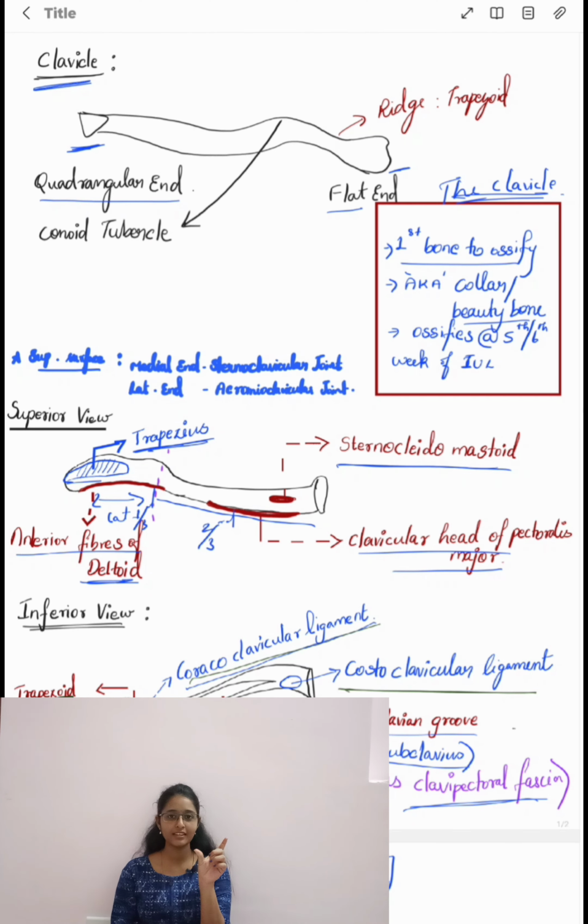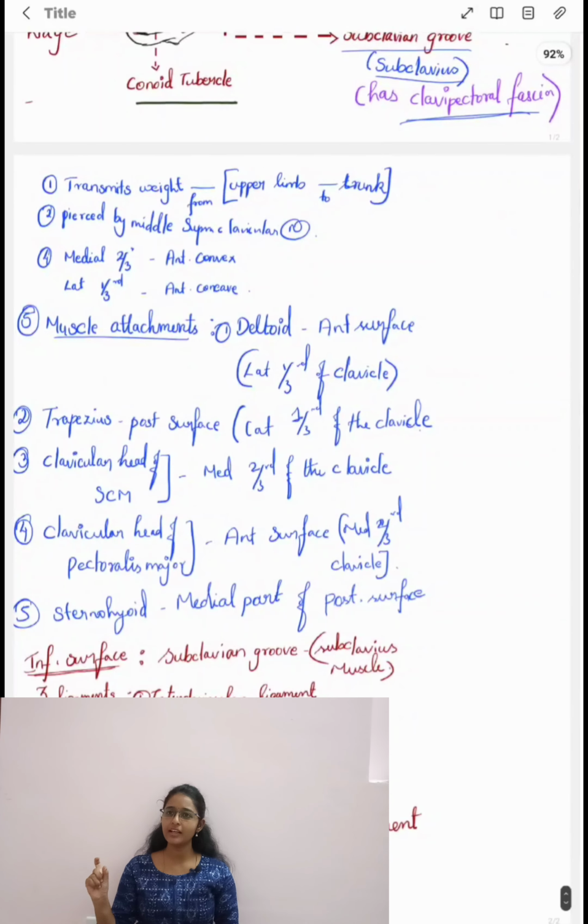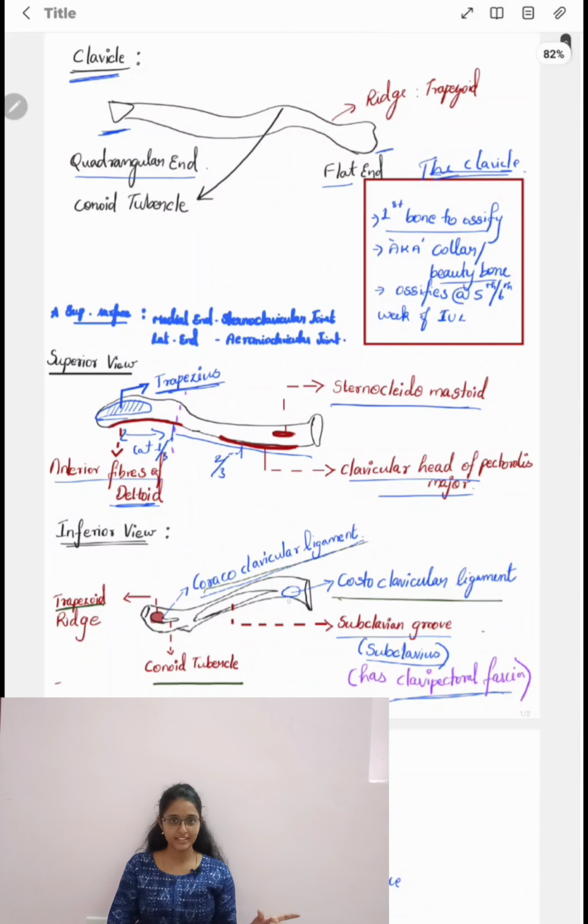Let's summarize it in a simple manner. The clavicle is known as the collarbone or beauty bone, and it is the first bone to ossify. Ossify means it is the first bone to form. It has 6 muscles and 3 ligaments. The superior surface is a smooth one. The inferior surface has ridges, the conoid tubercle and trapezoid ridge. Also it has the subclavian groove where the subclavius muscle attaches. Also fascia is present there, and the medial end is a simple flat end. The lateral one is a quadrangular end.